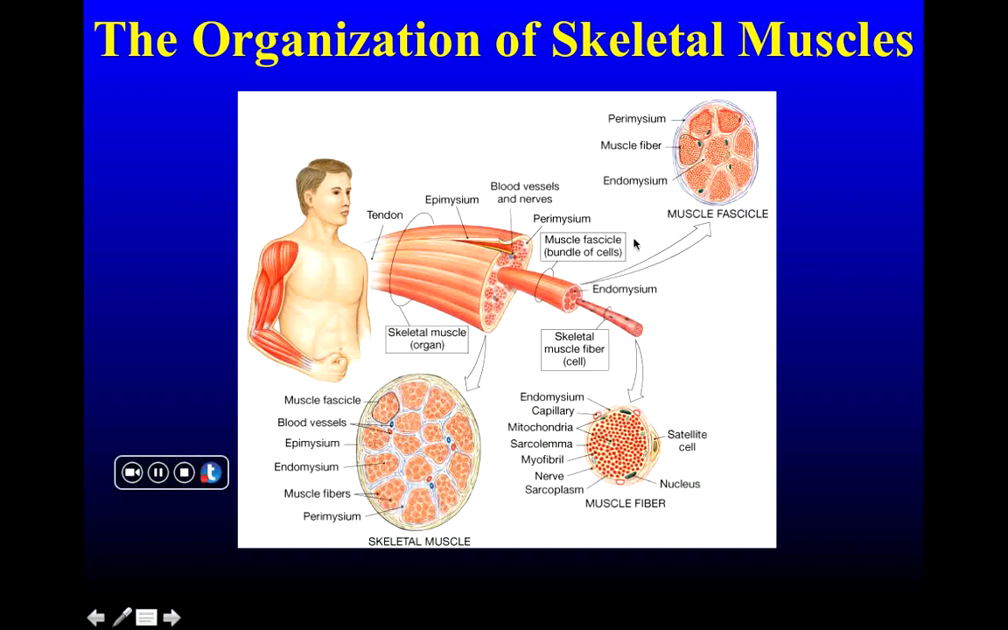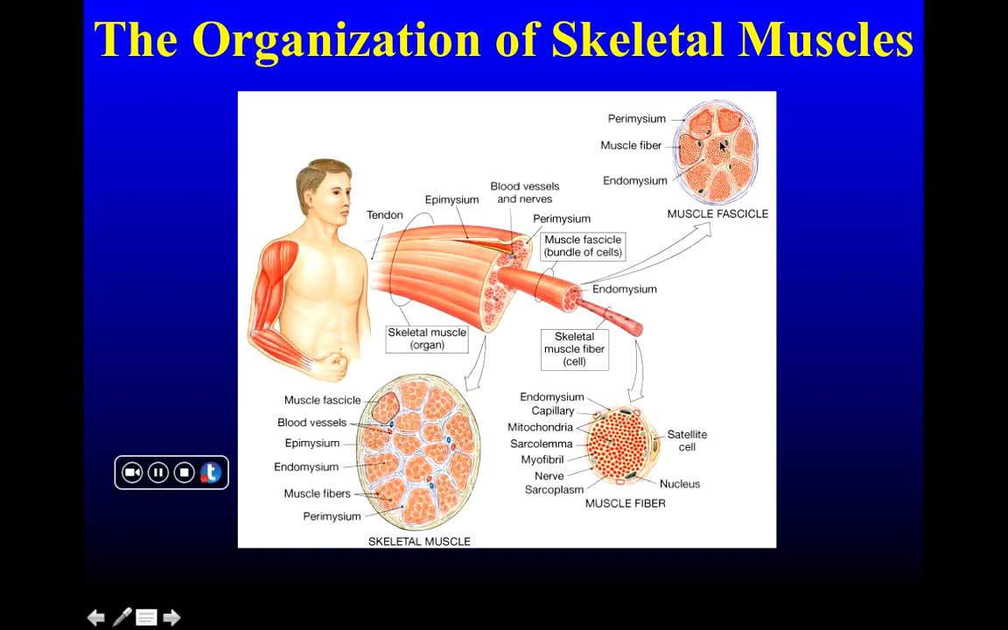So let's even get more specific. A whole muscle is surrounded by an epimysium, and the whole muscle is made up of groups of fascicles, which are surrounded by perimysium. Fascicles are made up of groups of muscle fibers or muscle cells, which are surrounded by endomysium. Everybody okay so far? It's getting really interesting, right?